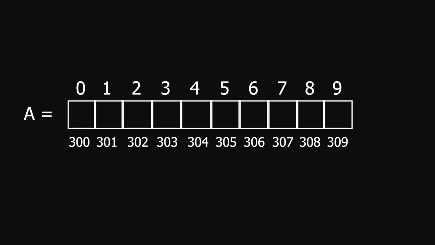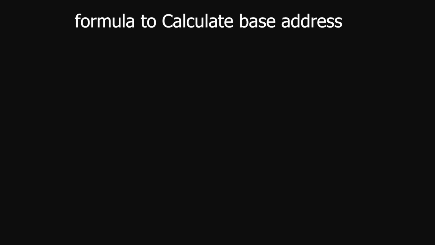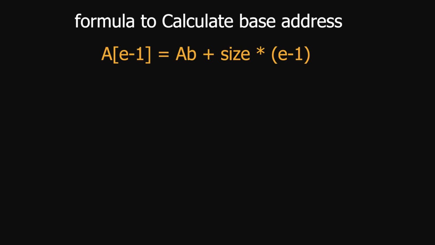Since the elements of an array occupy a continuous block of memory, if the base address of the array is known, the address of any element can be computed. The formula to compute the address of any element of the array is A[e-1] equals AB plus size into (e-1).